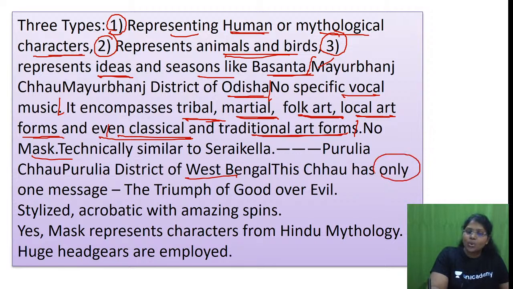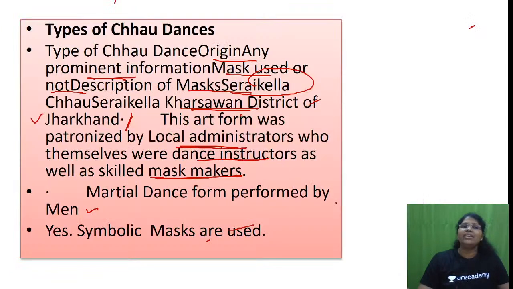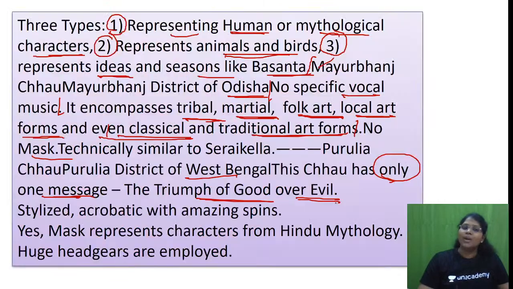This Chhau has only one message. What is that? Triumph of good over evil. Always good will win over evil. We have different types of Chhau dance. One is of the Jharkhand type and another is West Bengal. So every different style uses one message. In West Bengal style, only one message, that is triumph of good over evil.